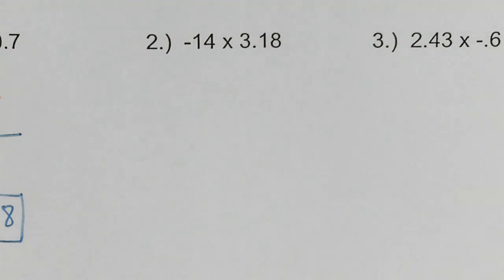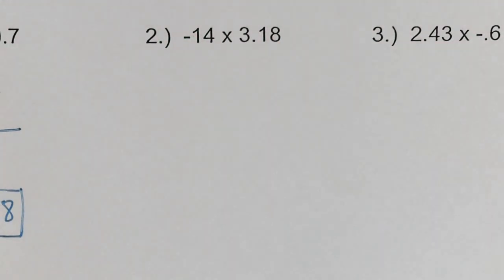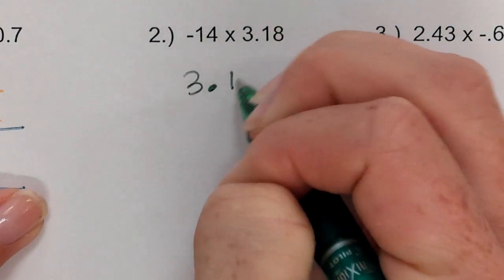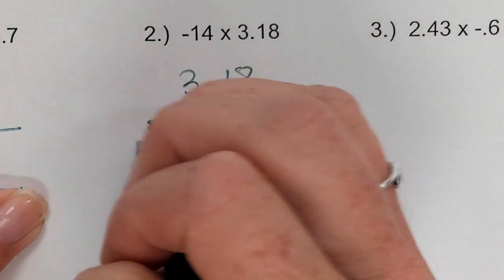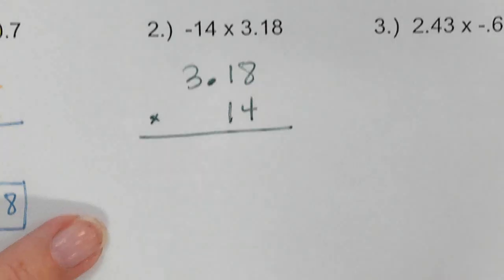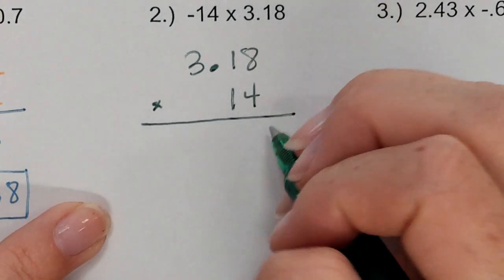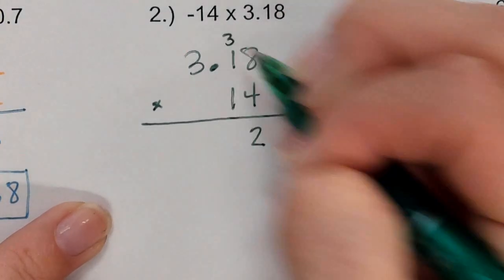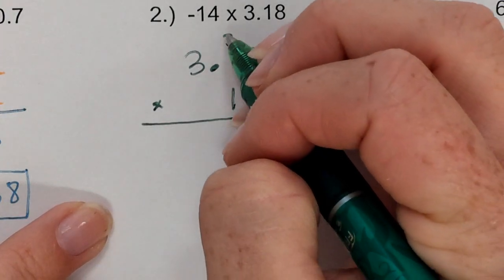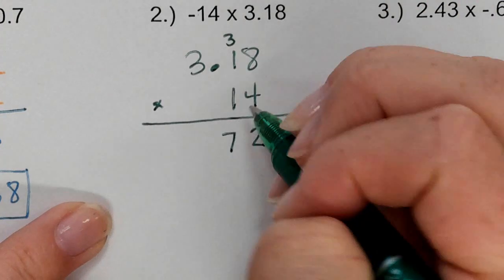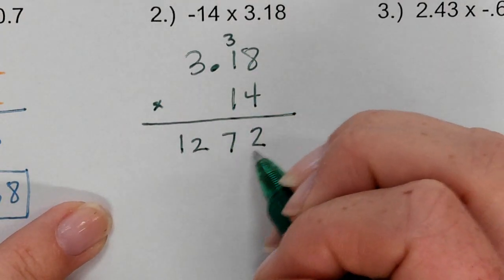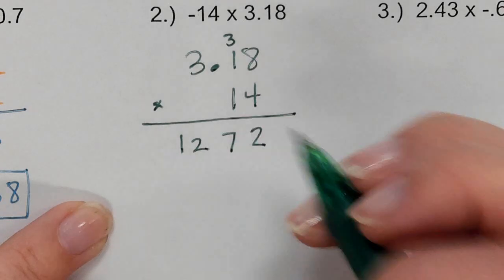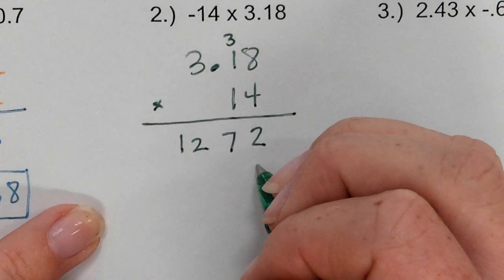Now, personally, I like to put the number with the most digits on top. That's me. So I'm going to do 3.18 on top times 14. 4 times 8 is 32. Carry the 3. 4 times 1 is 4, plus 3 is 7. 4 times 3 is 12. Now what do I have to do before I move to the next? I have to put a placeholder of 0.